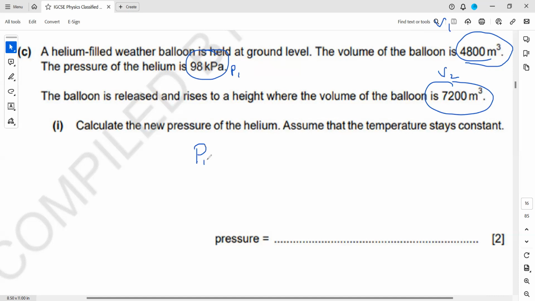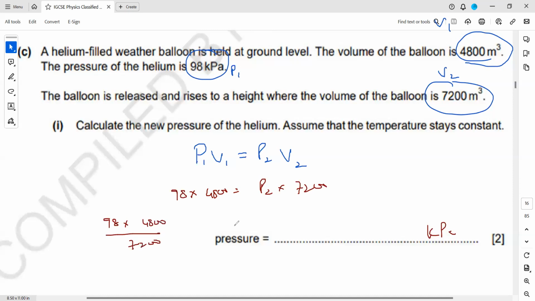So we have to use Boyle's law. According to that, P1 V1 equals P2 V2. When temperature is constant, the product of initial pressure and initial volume equals final pressure and final volume. So that is 98. If I'm not converting kilopascal into pascal, I can write my final answer in kilopascal as well. So 98 into 4,800, new pressure we don't know, and this was 7,200. This will be multiplied, other side divide, so 98 times 4,800 divided by 7,200.